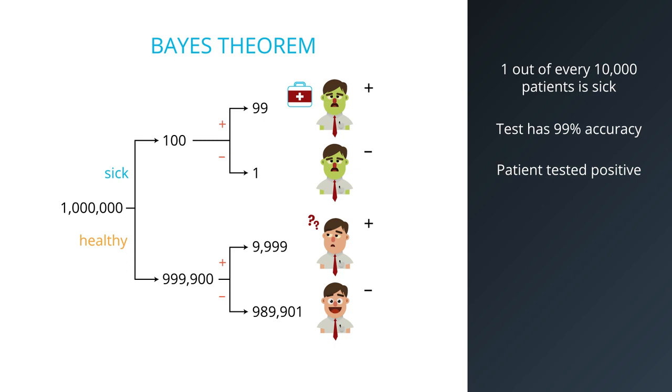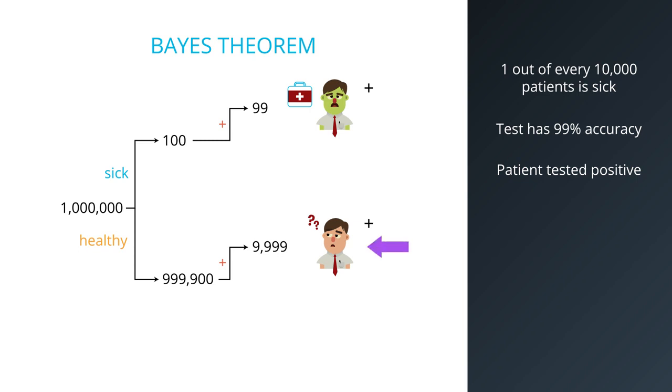But now here's the thing. We know we tested positively, so we must be among one of these two groups. The sick people who tested positively, or the healthy people who tested positively. One group is much larger. It has 9,999 people, whereas the other one has only 99 people. The probability that we're in this group is much larger than that we're in this group.